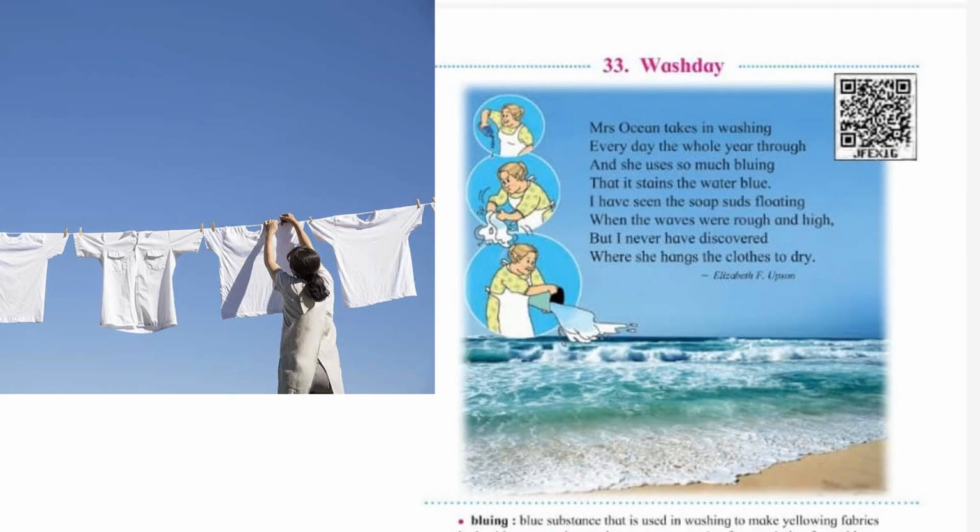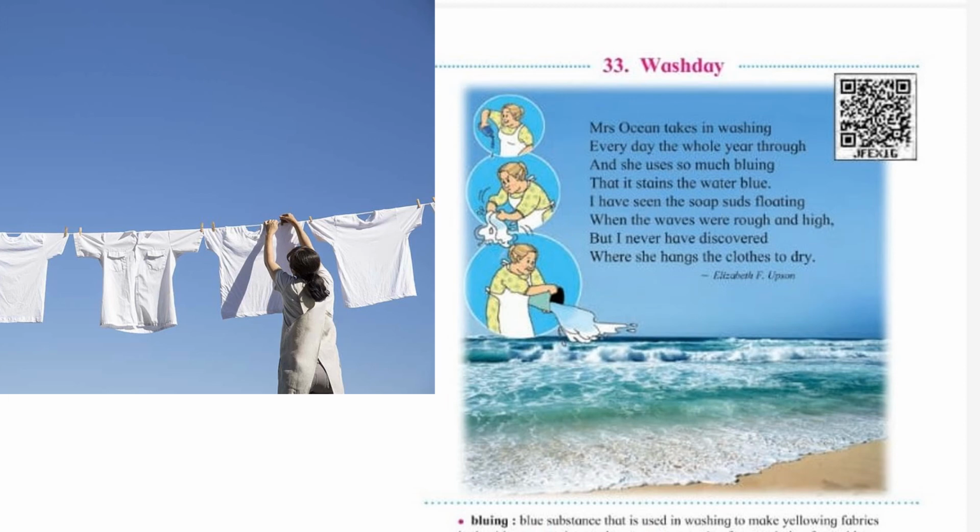But I have never discovered where she hangs the clothes to dry. But the child is saying, I have never discovered. She washes the clothes, yes, she uses bluing, so the water becomes blue. Then there are soap suds in the water. But where does she hang the clothes afterwards? After washing clothes, we dry the clothes, right? And the child is imagining, I have never seen where she dries her clothes that she has washed.